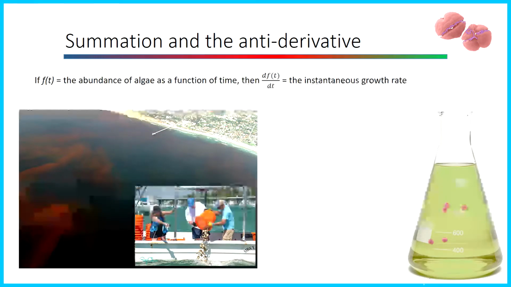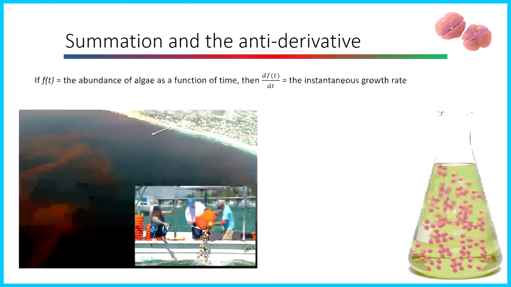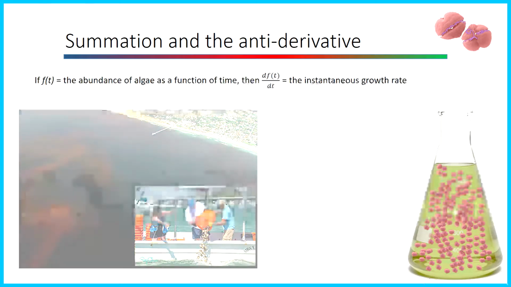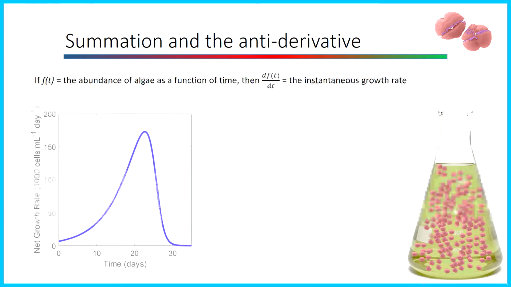One of the main things that Sven and his grad students do is culture Karenia and measure their growth rates. In Toolbox 7.1, we talked about the fact that we could compute the instantaneous growth rate of the algae by taking the derivative of the abundance of algae as a function of time.